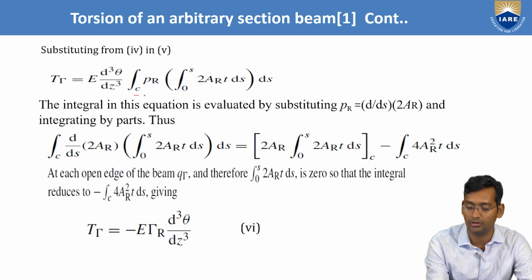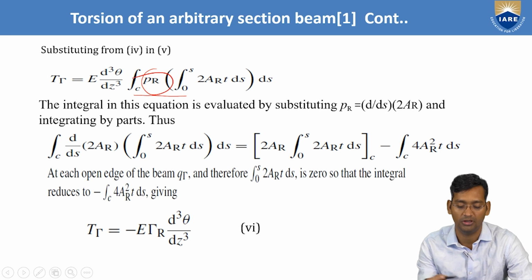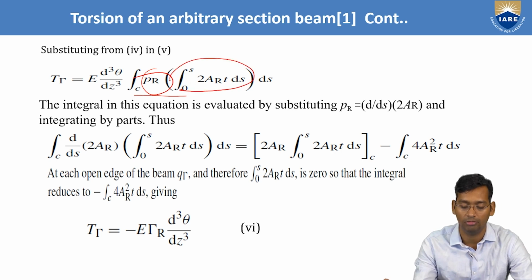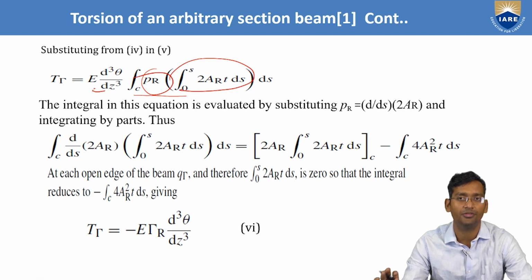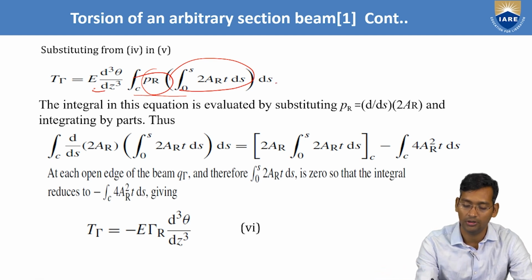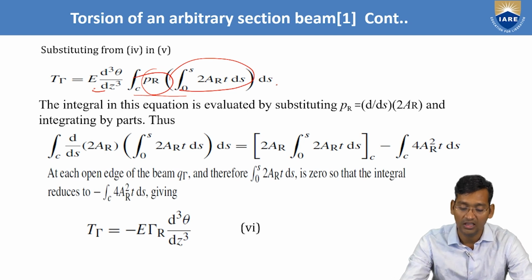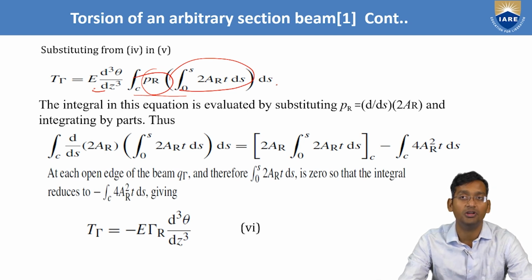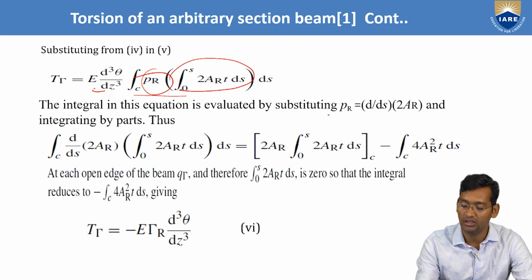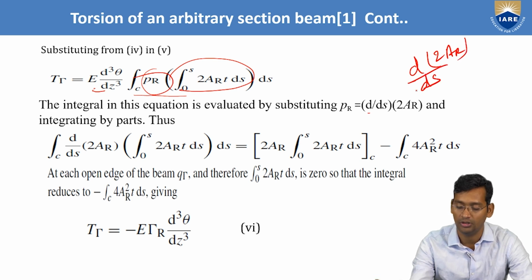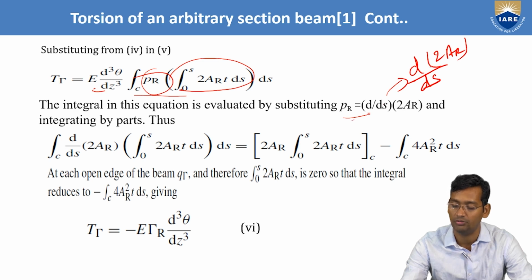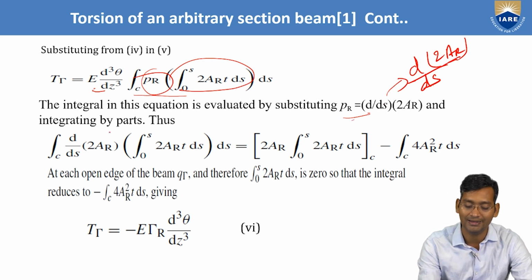So after substituting, you see here that PR is constant. So that PR into this value, they have taken already E dq theta by dz q as constant, into ds. The integral in this equation is evaluated by substituting PR equals d by ds, that is differentiation of 2AR with respect to ds. This is this one only, right? I just wrote it in linear way, but this is d by ds of 2AR, and integrating by parts.